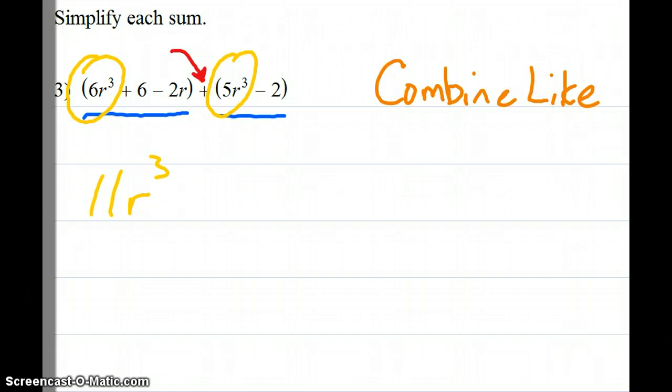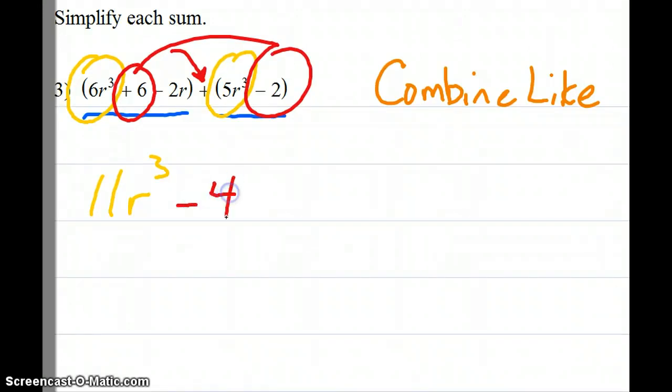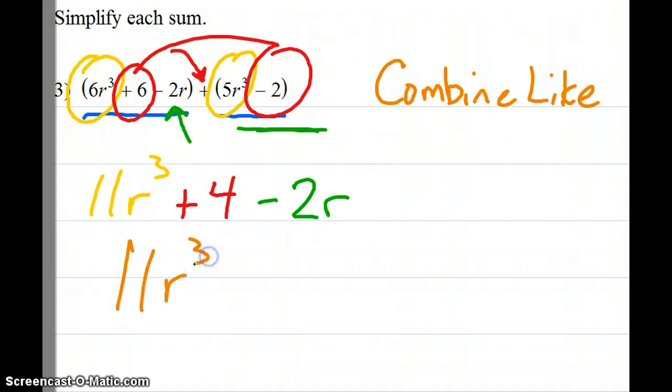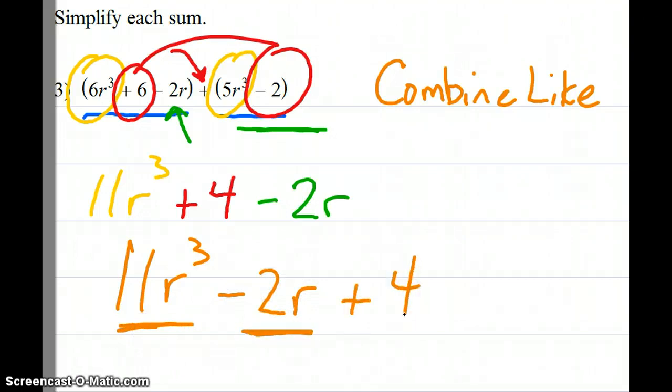When I look at my next term, there's a 6 that looks like a number only, so 6 and the -2 are alike, and that would be a +4 if I add those two together. And then I'm just left with an r, and I see there's no other r's over here, so I would just copy that down. Now, usually in final answers, you'll have things in standard form, which means that your highest power of r would go first, your next r term would go, and finally your number would be last. And that's probably how you would see that written.